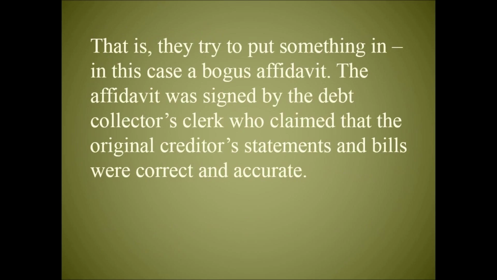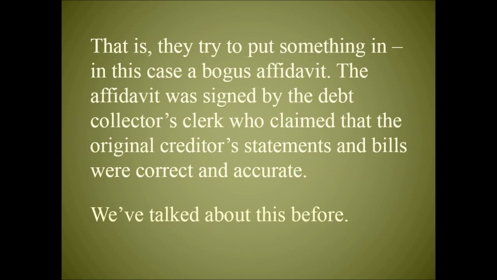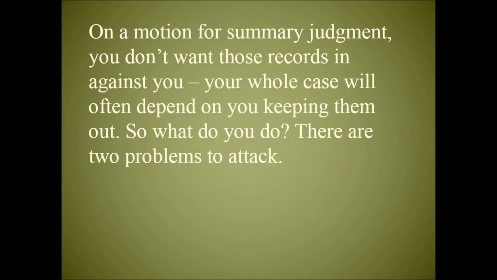The affidavit was signed by the debt collector's clerk who claimed that the original creditor's statements and bills were correct and accurate. We've talked about this before many times. On a motion for summary judgment, you don't want those records in against you. Your whole case will often depend on your keeping them out. So what do you do? There are two problems to attack.